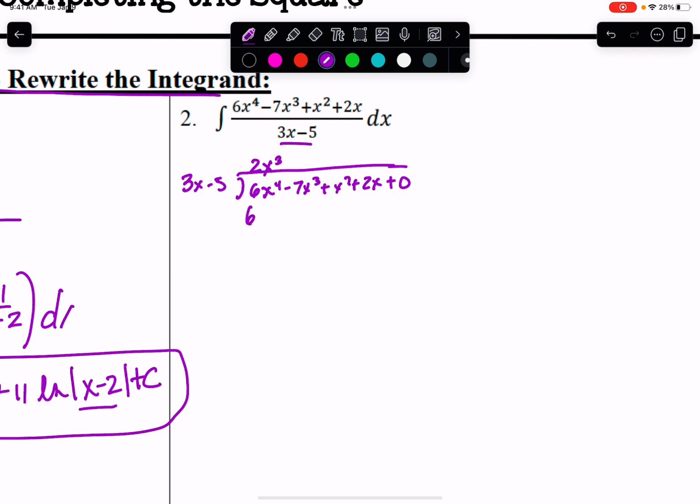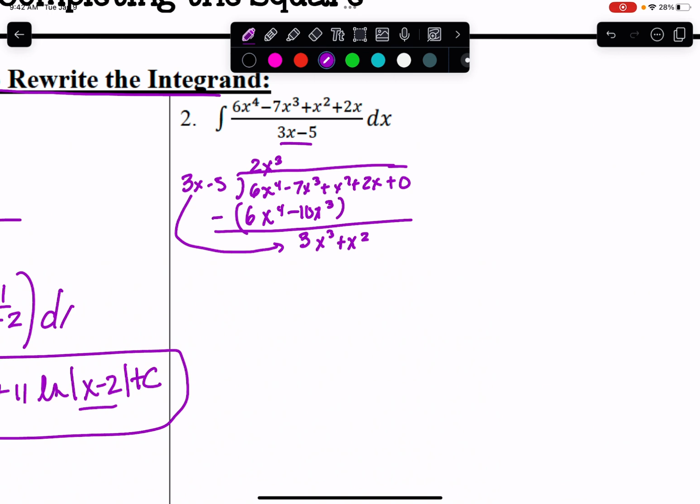So that would be 6x to the 4th minus 10x cubed. All right, and if we're going to subtract that, we have -7x cubed minus -10, so that would give us a positive 3x cubed, and then bring down my x squared. So now I'm looking at what I do for 3x to 3x cubed. So that would be plus x squared. So that would equal, multiplying everything through by x squared, 3x cubed minus 5x squared.